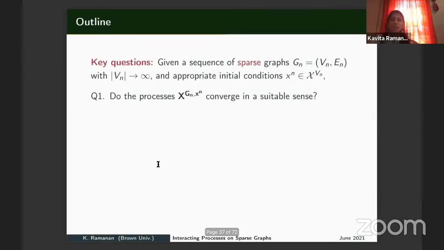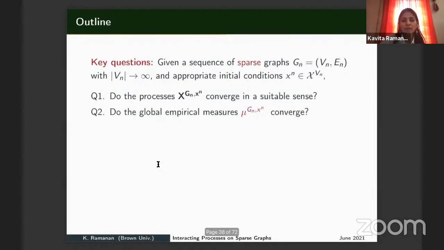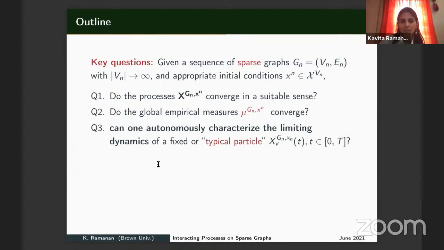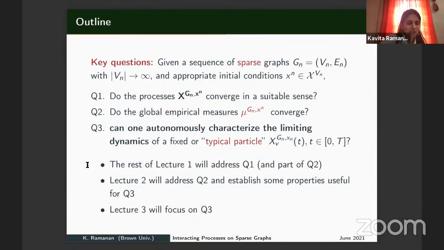So the outline of the mini course is as follows. Remember that we have these 3 questions for this dynamics. Do the processes themselves converge? And now I hope it's clearer what the difference between question 1 and question 3 is, because you can get an answer to question 1, like Kurtz and Kotelenez, without really getting a McKean-Vlasov equation telling you what the dynamics is, as in question 3. For the rest of this lecture, I will address question 1 and maybe, if I have time, part of question 2. In the next lecture, I will address question 2 and establish some properties useful for question 3, and then get to the main point, which is question 3.